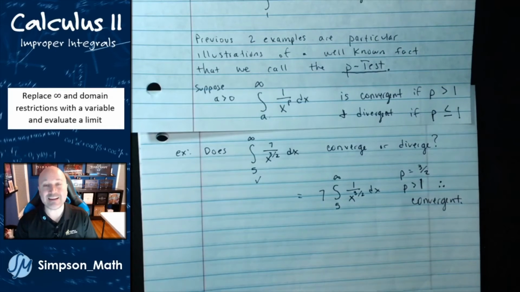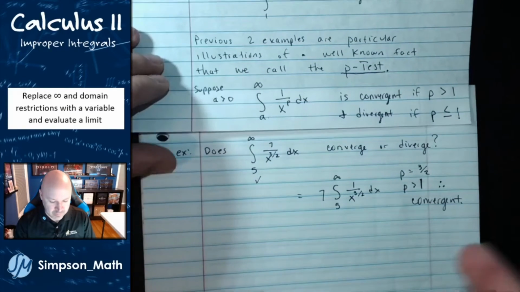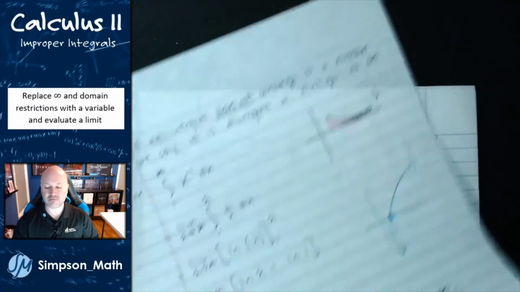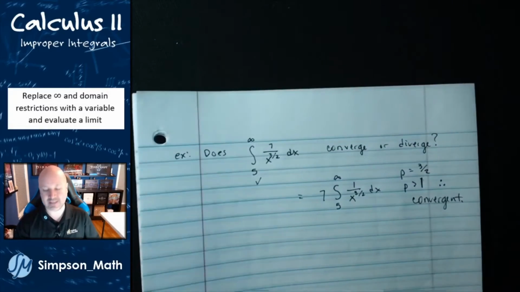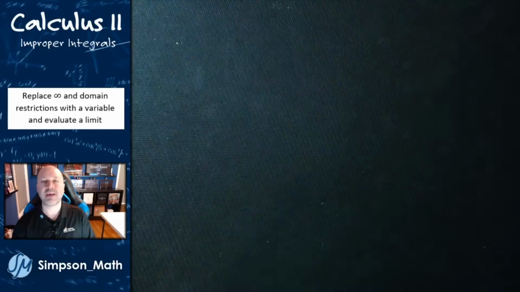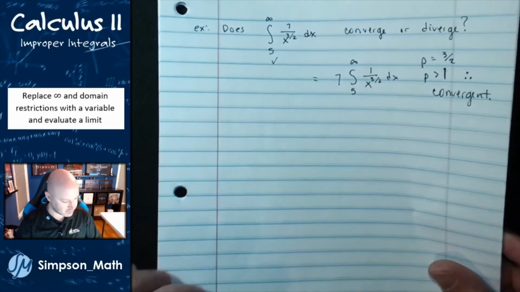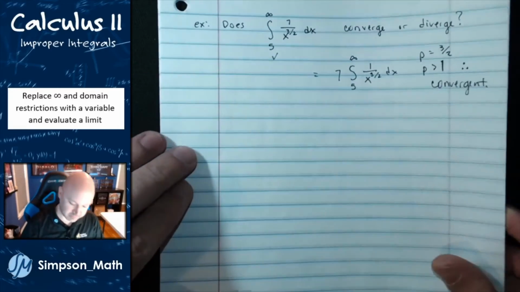This is a hint at what is to come next time. We'll be talking in the next video about some comparison tests, where you just want to know, does it converge or does it diverge? But there's 2 good examples that help clarify the p-test. But let's go back to this improper integral idea, and let's look at another example.